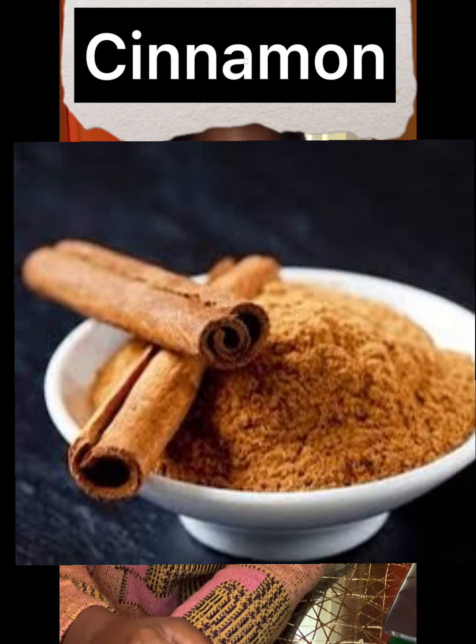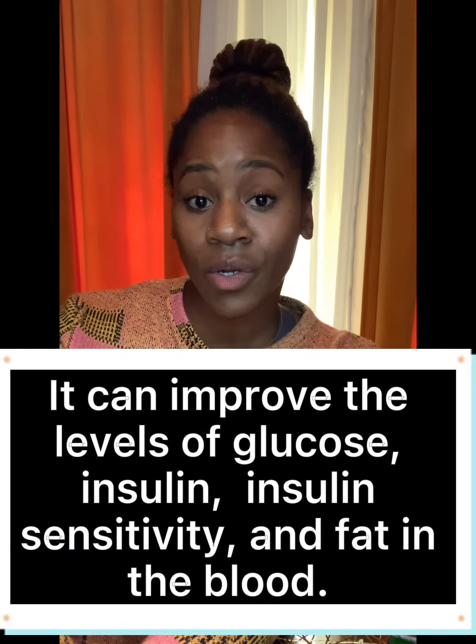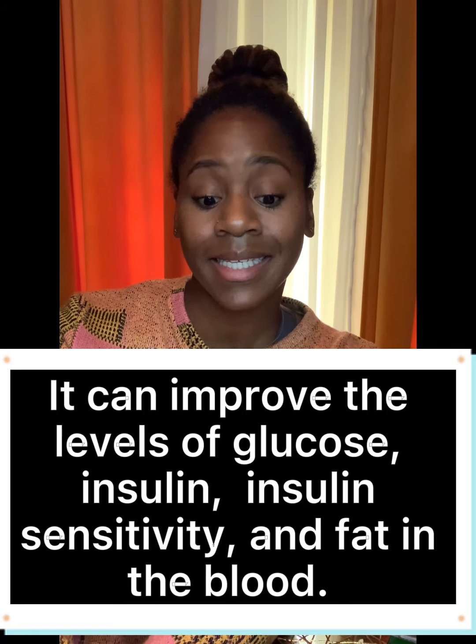Cinnamon is next. And this cinnamon spice, you know, is something that we've all had on our sweet potatoes or dessert we've enjoyed, but we don't understand the benefits of it. Now, cinnamon, of course, is a spice that comes from the bark of a tree, but it can improve the levels of glucose, insulin, and insulin sensitivity in your body. Fats in the blood, it can be found in supplements. Or you can just buy some cinnamon. Put it in your tea. Make it work for you.